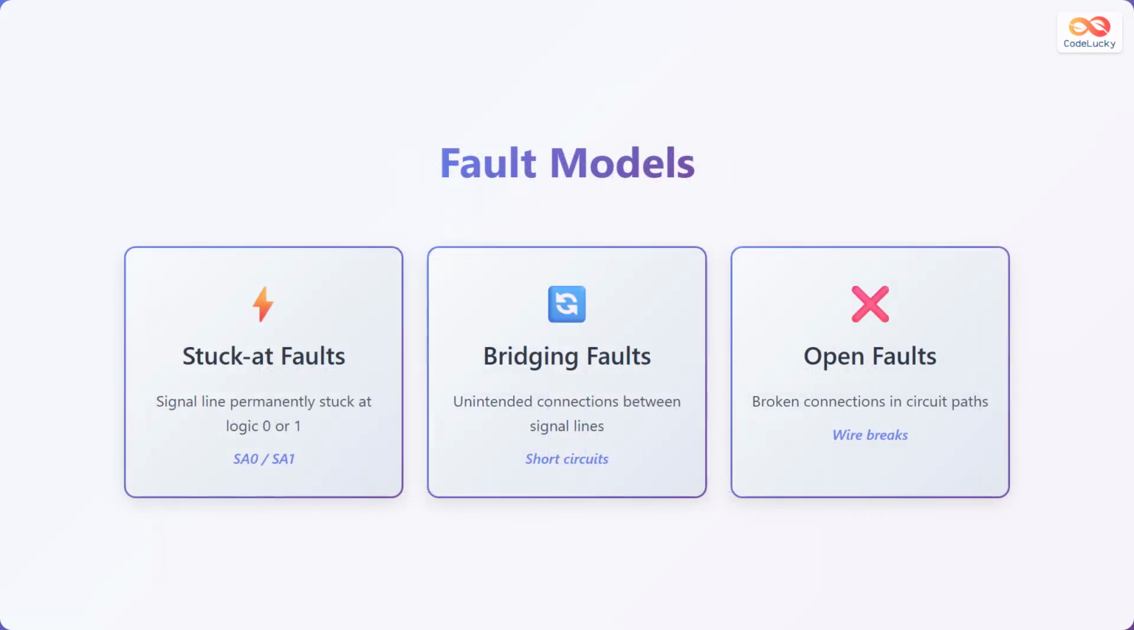Fault models. There are three types of faults. The first one is stuck-at faults, where a signal line is permanently stuck at logic 0 or logic 1, also denoted as S.A.0 or S.A.1. The second type is bridging faults, where unintended connections happen between signal lines, causing short circuits. The third type is open faults, where broken connections occur in circuit paths due to wire breaks.